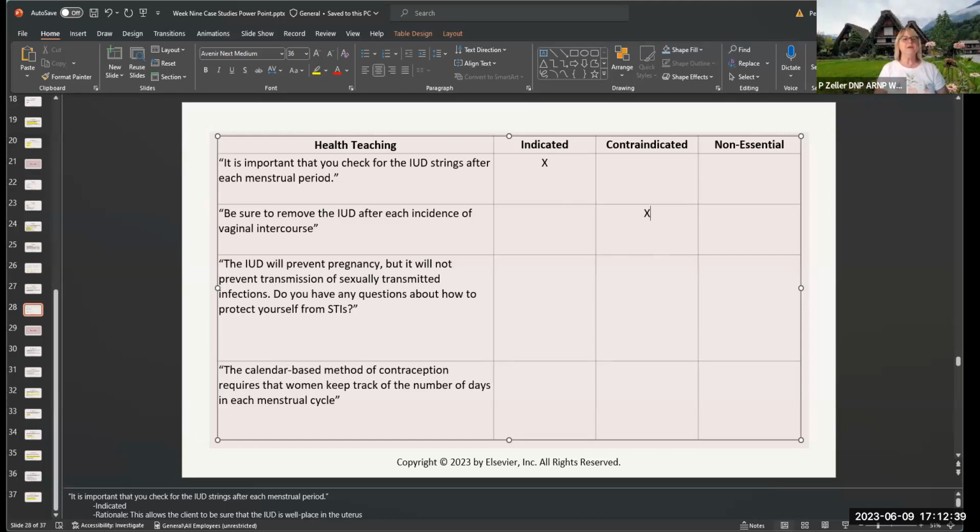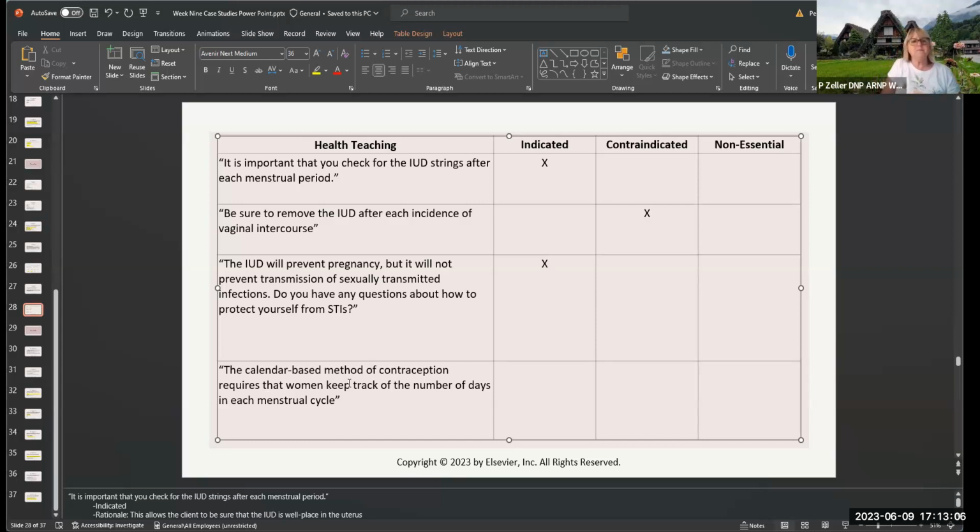The IUD will prevent pregnancy, but it will not prevent transmission of sexually transmitted infections. Do you have any questions about how to protect yourself from STIs? Indicated. By the way, if she gets an infection and she has an IUD, it could really be bad.